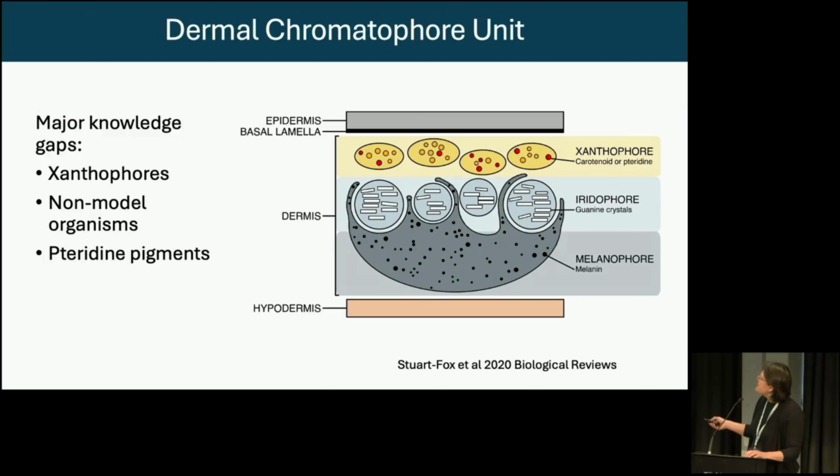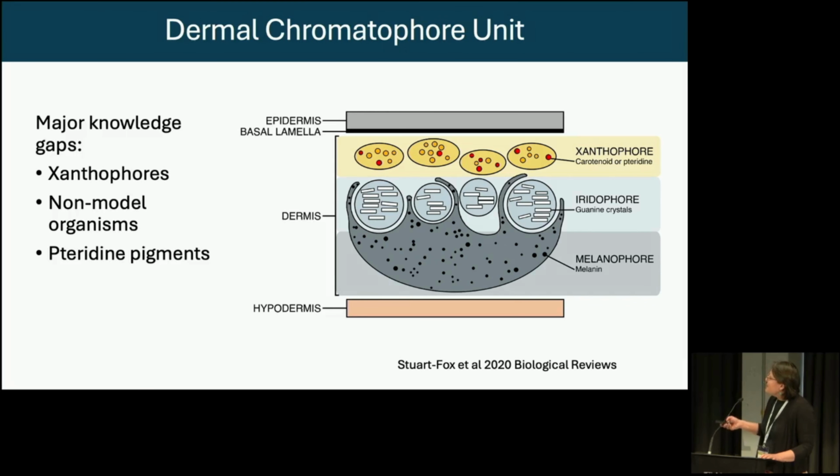And because it's this pigment cell that's found in mammals, including humans, we know an awful lot about the melanophores, but we know a lot less about these other pigment cell types. And what we know comes from a very small number of model organisms, things like the zebrafish, and those model organisms don't include any animals from a major vertebrate lineage, which is the reptiles.